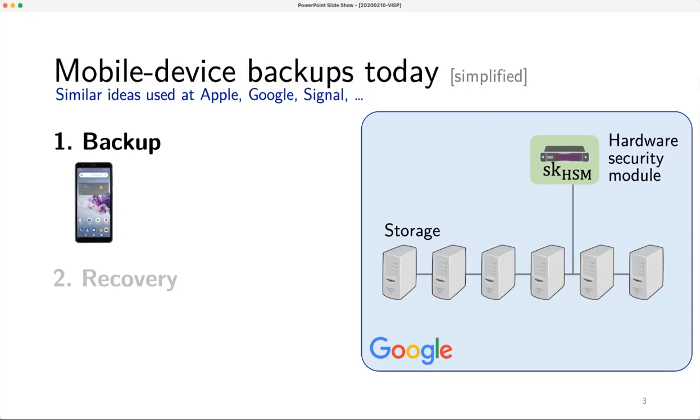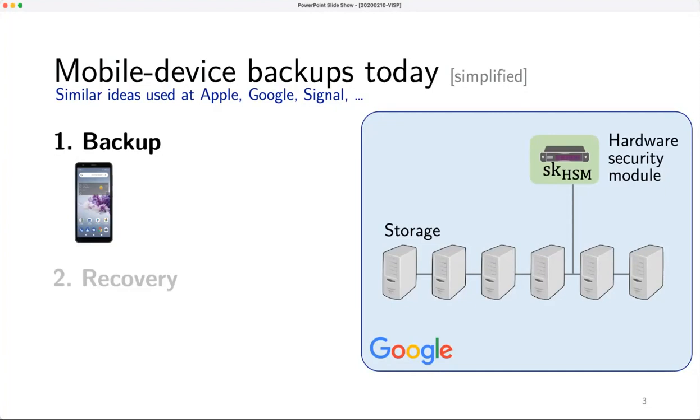So the way this works with these encrypted backups today is that Google has a bunch of storage servers in its data center, and they also have a hardware security module that I'll call an HSM. And a hardware security module is just a kind of a really slow, physically protected computer. So think of a small microprocessor coated in epoxy in a hardened case that has a secret key in its memory. So that's a hardware security module.